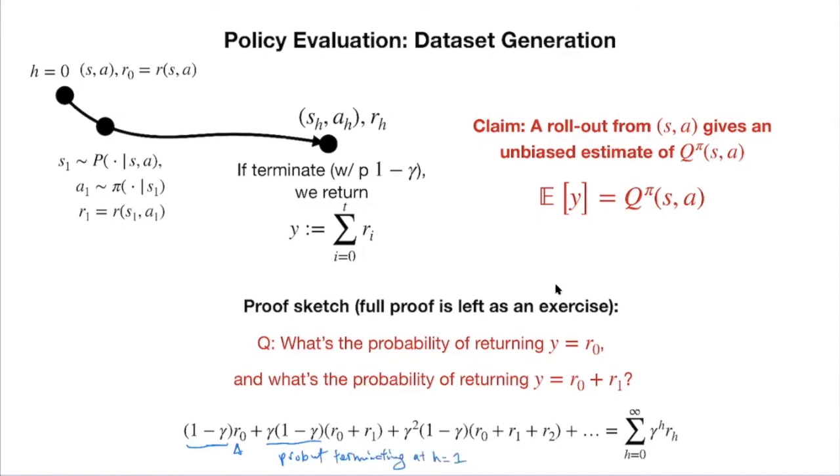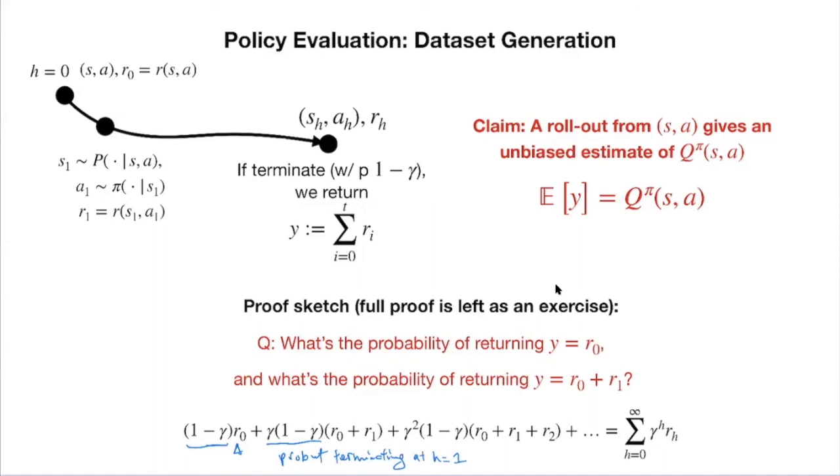What's the situation when this happens? I don't terminate at h equal to 0, and I terminate at h equal to 1. So the probability of this event happening is gamma times 1 minus gamma, because the probability of not terminating is gamma. So you can do the same reasoning for time step h equal to 2.